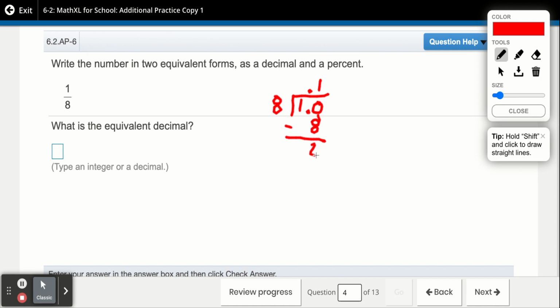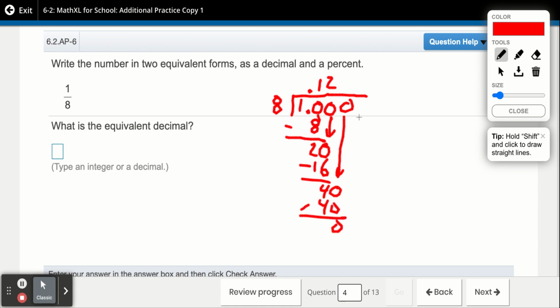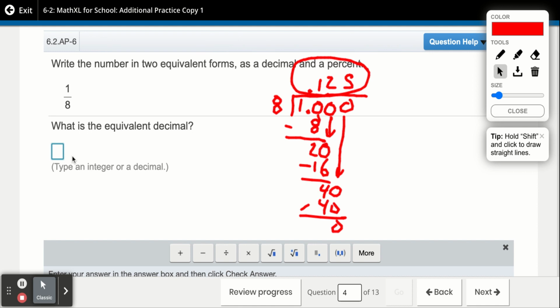That 10 minus 8 is 2. And we need another 0. We're going to keep going here until we have no remainder. 8 goes into 20 two times. That's 16. And the difference of that is 4. And there's our sweet spot right there. When we annex another 0 down there, we get 40. And we know that 5 times 8 is 40 with no remainder. So that decimal is 0.125.